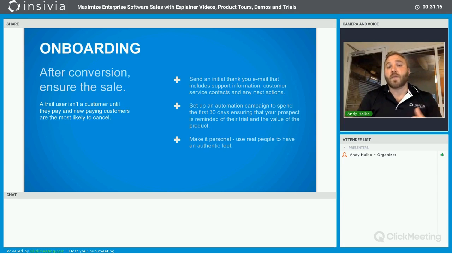We should set up an automation campaign so that they automatically get touch points over the next 30 days while they're signed up for the trial. And then when they actually convert into a purchase, another automation campaign that gets them engaged while they're an initial customer still making the decision. And then we want to make it personal and use real people. We want to send out emails from Joe at our company. We want to make sure that they feel like they're getting a real person on support, because during the onboarding process, that warm and fuzzy can really make sure that we keep customers in our trials, move them forward, and keep them as paying customers.